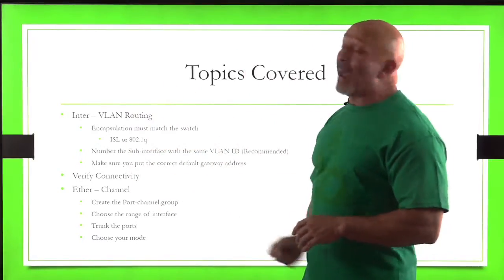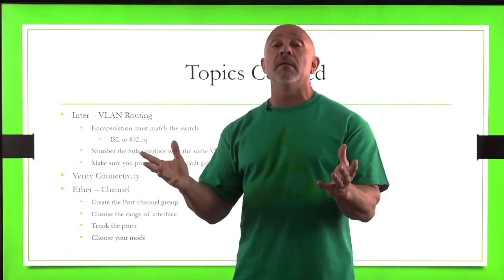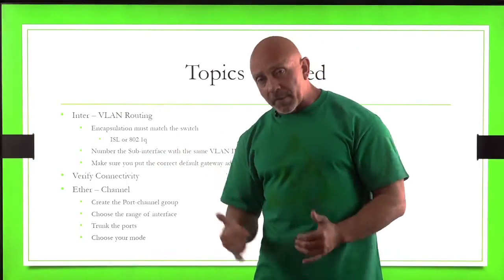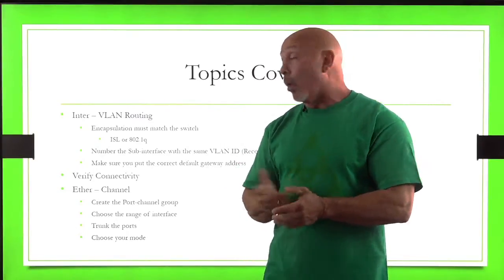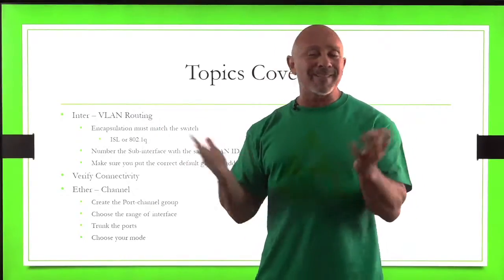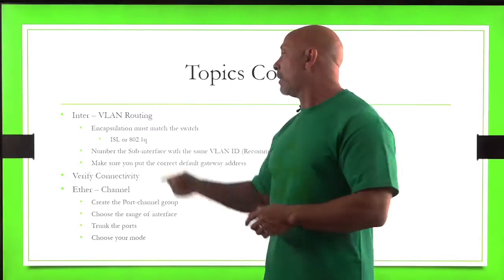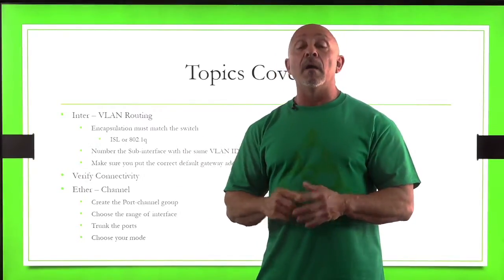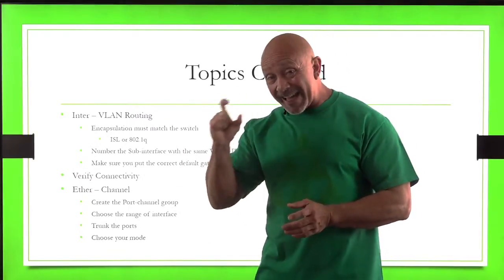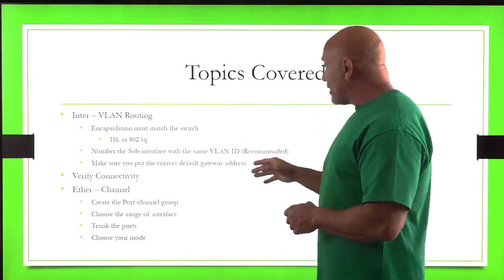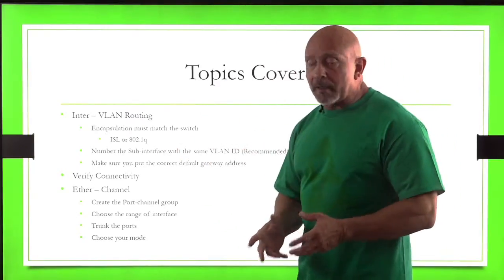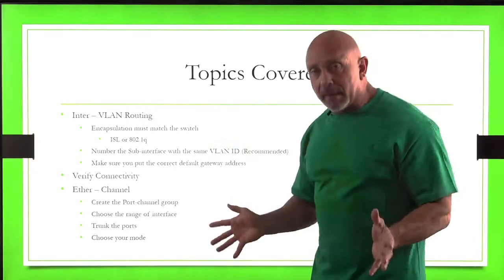The encapsulation must match the switch. So you're on your router and you're creating your sub interfaces. The encapsulation is the dot1Q or ISL if you're doing that, but that's old. I don't know why you would do that. Okay, but 802.1Q must match that VLAN ID number. That is required. The sub interface number or the VLAN ID, all right, okay, it's recommended.